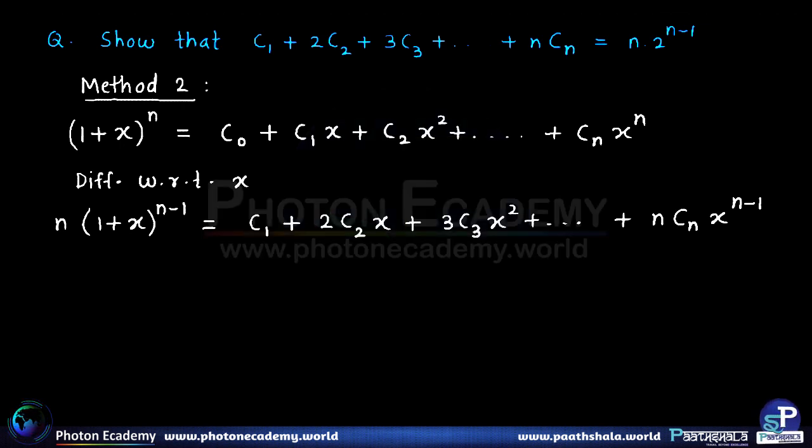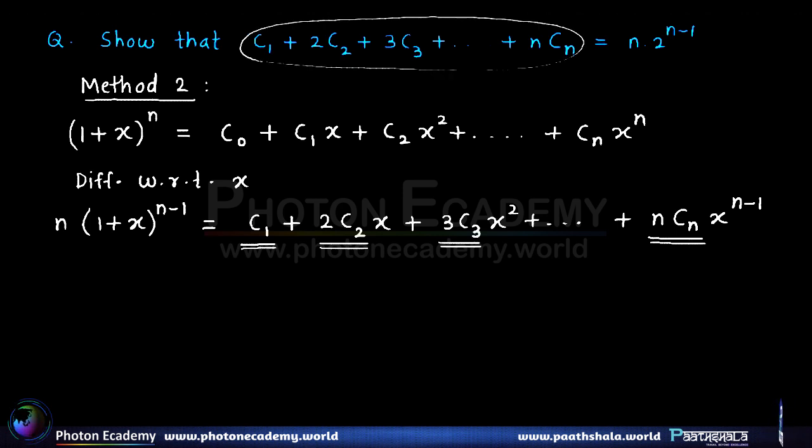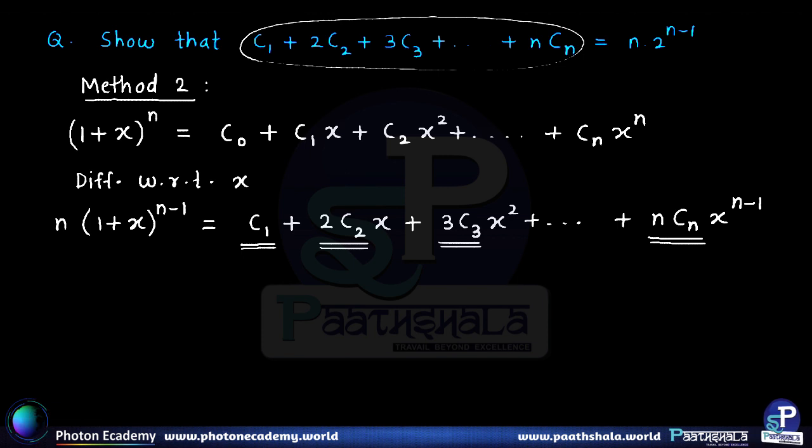Now here if you observe, we have already got the coefficient part as required in the LHS. So you see that our LHS needs exactly the same terms, that is C1 plus 2C2 plus 3C3 and so on up to nCn. So that means we have to somehow just get rid of x, alright. So to do that, what do we do?